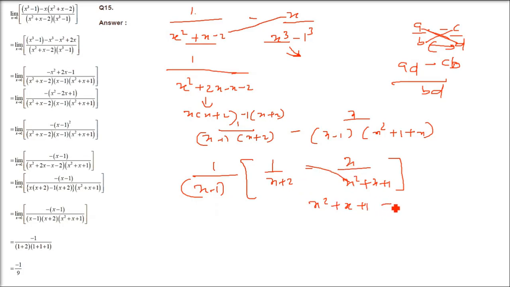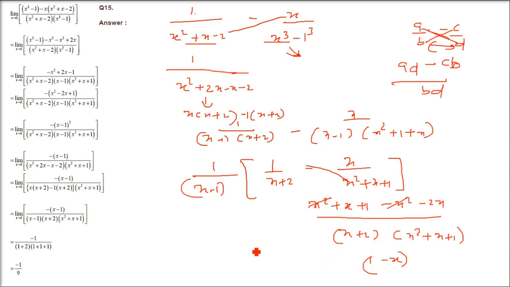Now just multiply. Now this is quite similar. X square plus x plus 1 minus, now x into x plus 2 is minus x square minus 2x. In the denominator you have x plus 2 and x square plus x plus 1. So in the numerator x square gets cancelled. X plus 1 minus 2x, x minus 2x is minus x. So you have 1 minus x in the numerator. And we already have initially 1 by x minus 1 in the denominator.